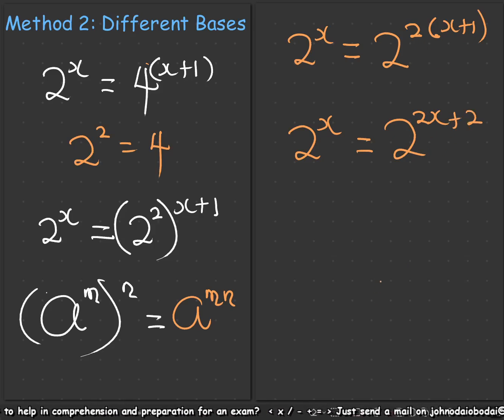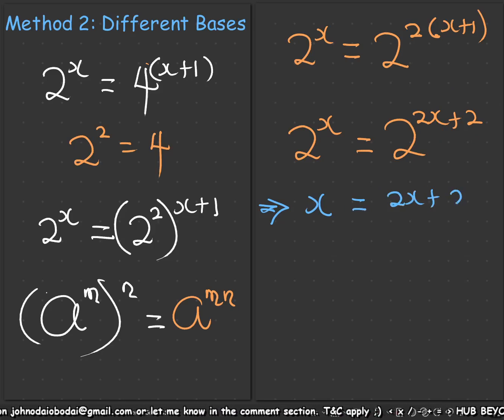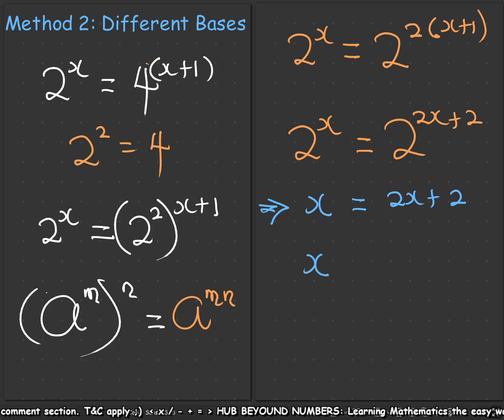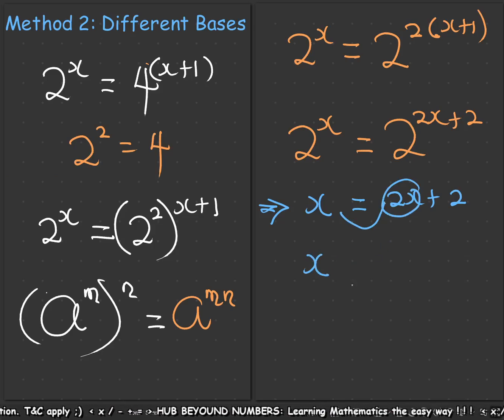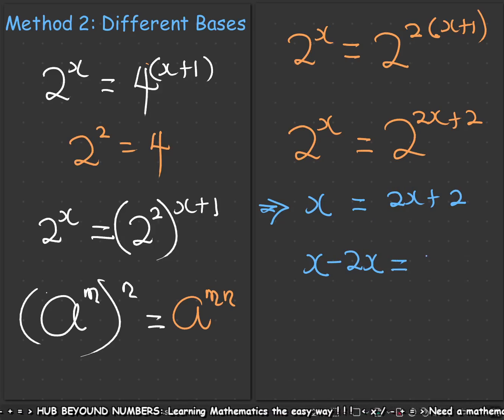With this now, we can say the bases are the same. So if the bases are the same, all we need to do is equate the exponents, so that this x here is equal to what you have here, 2x plus 2. The rest is algebra. So making x the subject, we have x, and then this now moves to the left hand side. So then we're going to get negative 2x. Then it is equal to our 2.